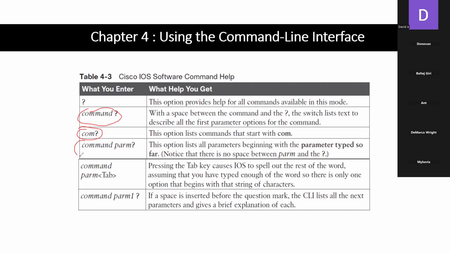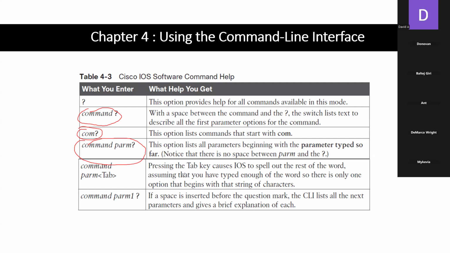We have command, space, parameter, then question mark. What does this mean, right? This option lists all the parameters beginning with the parameter text typed so far. And keep in mind, there's no space between the parameter and the question mark, right?